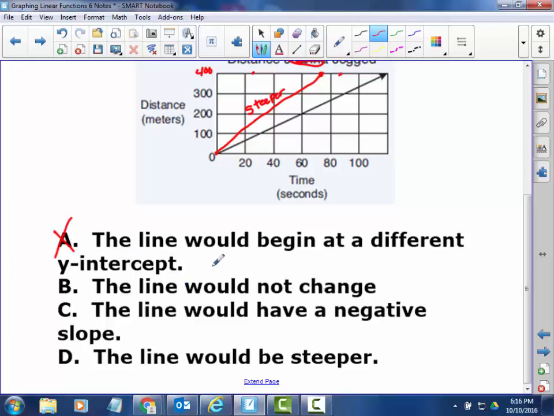So the y-intercept is definitely not going to change. The line would not change. Well, I think we've seen the line would definitely change. So it's not B. The line would have a negative slope. A negative slope would be a line going from up here down. And since she's running a distance, her distance is going to be increasing and her time is going to be increasing. So we're not going to get a negative slope. And as we've already said, the line would be steeper. So D is the best answer choice.